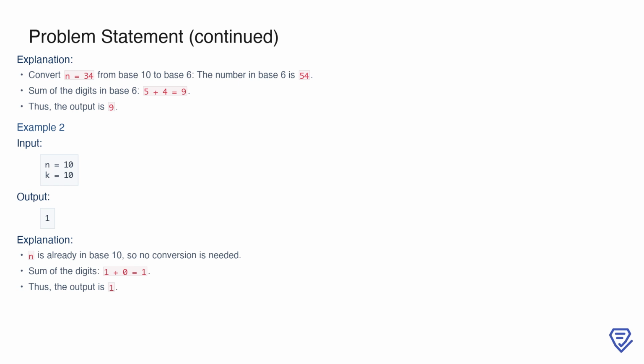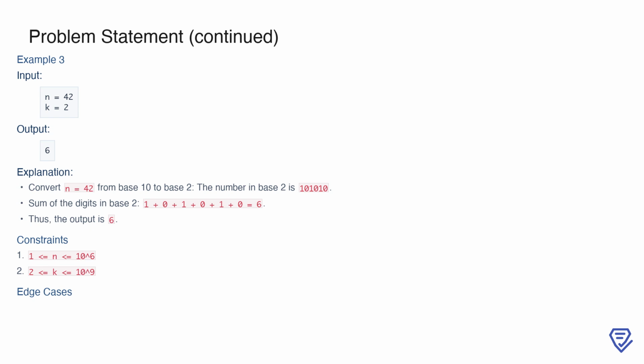In the second example, n is 10 and k is also 10. Since the base we are converting to is the same as the original base, no conversion is needed. The number 10 in base 10 remains 10. Adding the digits of 10, which are 1 and 0, gives us a sum of 1. So the output in this case is 1. This demonstrates how the problem works when no actual base conversion is required.